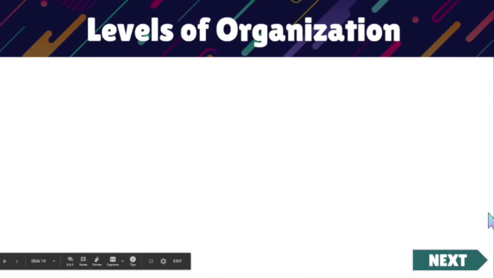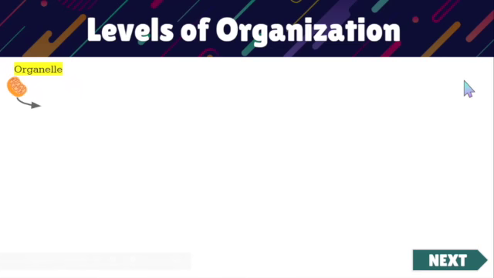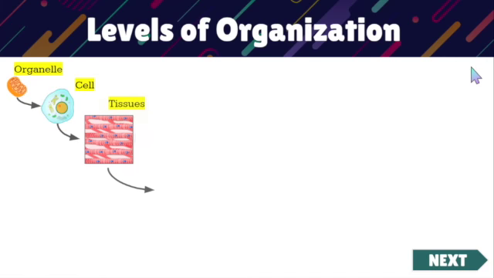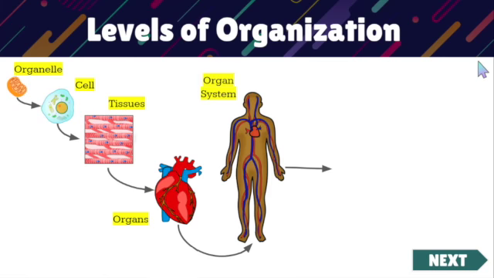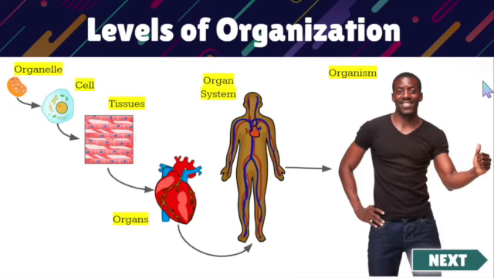So again, the levels of organization, let's just review really quickly. We have an organelle, which is a part of a cell. Many organelles come together to make a cell. Many cells come together to make tissues. Tissues come together to make an organ. Organs come together to make an organ system. And many organ systems come together to make an organism, a living thing.